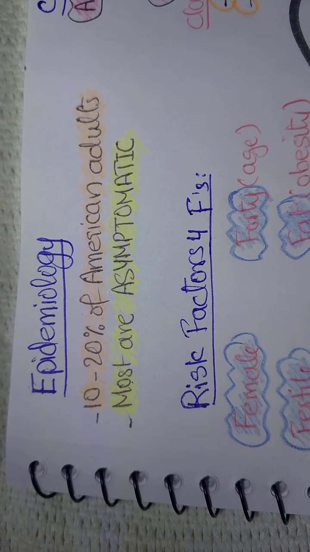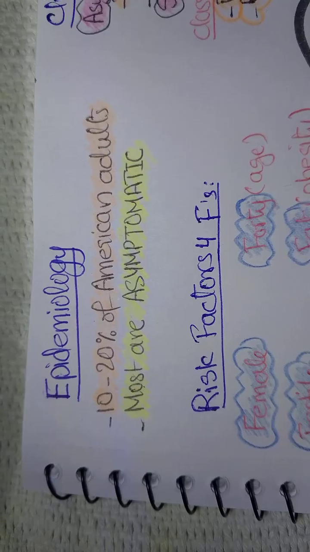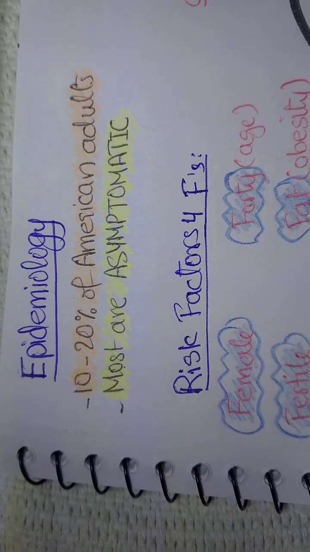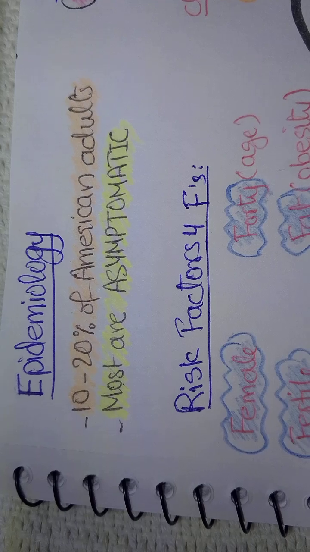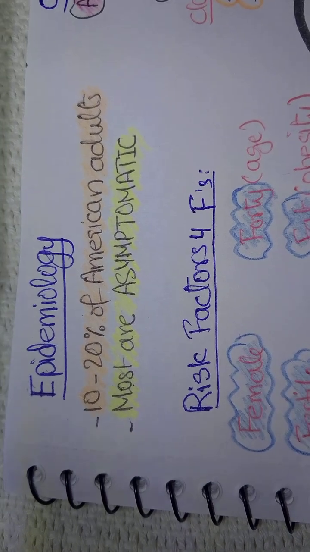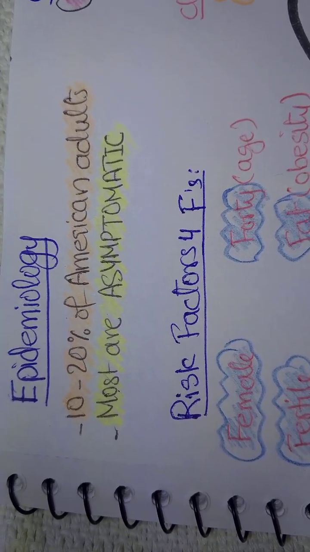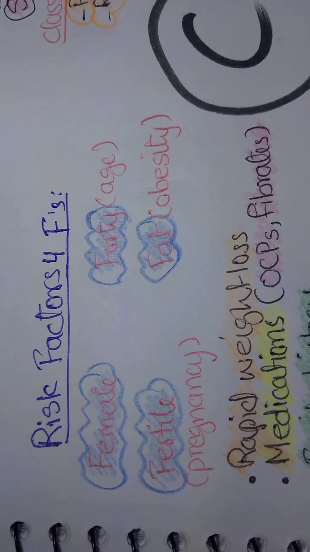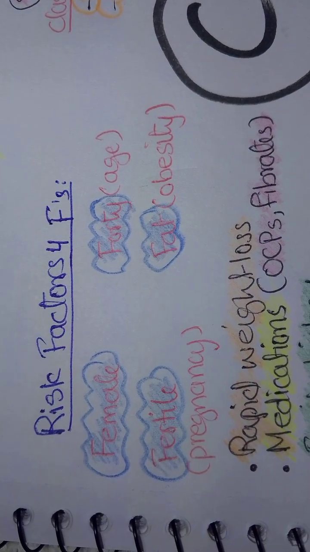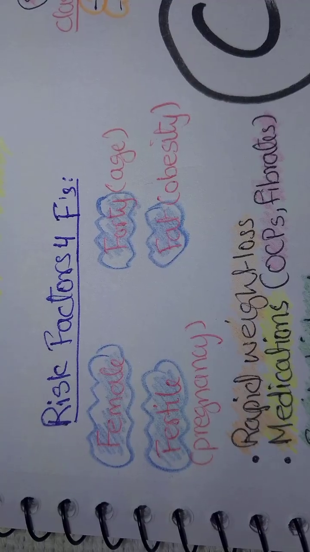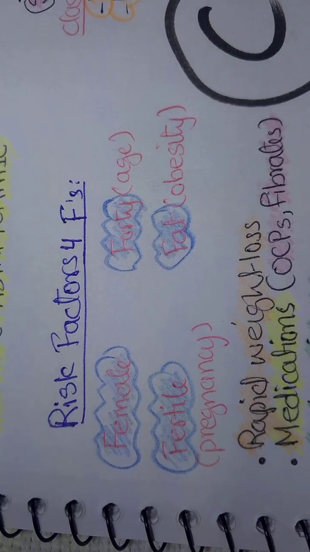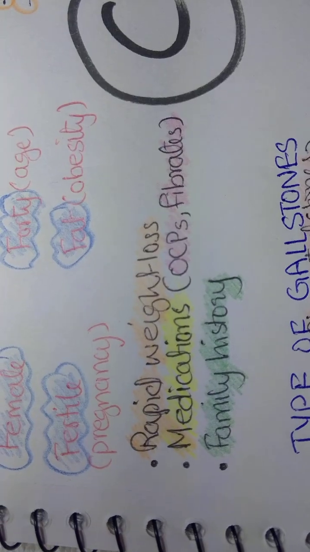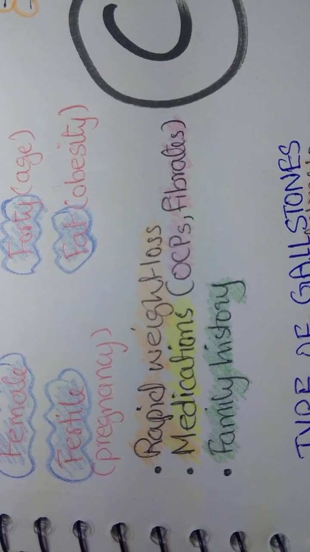So most people are asymptomatic. They don't know they have them because they're not having any symptoms. So who's at risk? We have the 4 F's: female, 40, fertile, and fat. Also pregnancy, rapid weight loss, and certain medications increase risk.